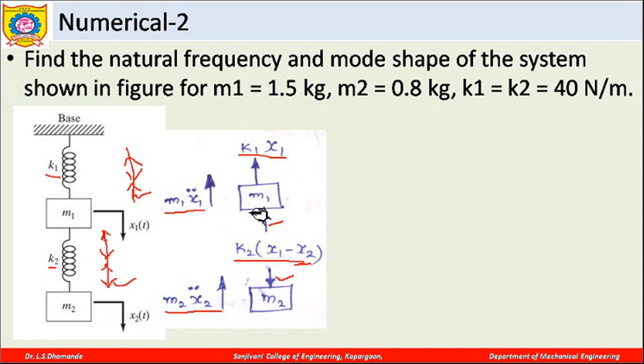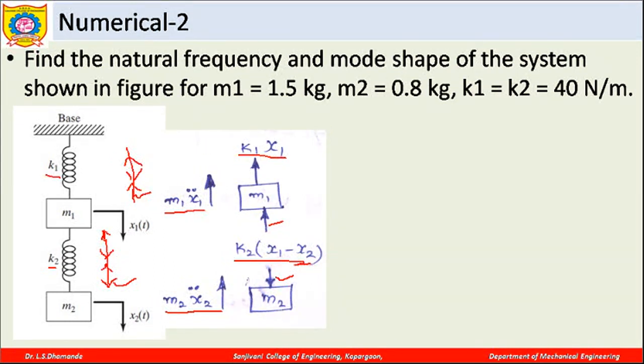So if I make the sum of these forces, as these three forces are in the same upward direction, I can add them. So m1 x1 double dot plus k1 into x1 plus k2 into (x1 minus x2). This I will write as the equation for this, and for the second it will be m2 into x2 double dot minus k2 into (x1 minus x2), that is equal to 0.